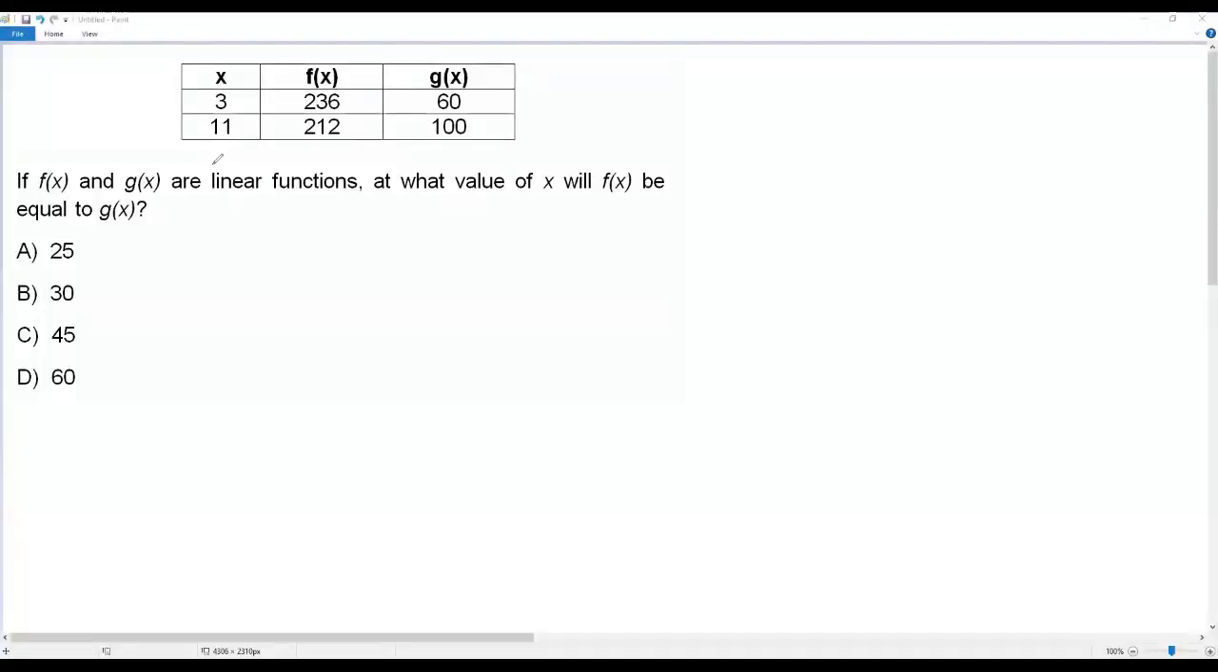Here we have a SAT math question. There is a table given over here. If f of x and g of x are linear functions, at what value of x will f of x be equal to g of x? Okay, in the above table we have values for x and the functions f of x and g of x.